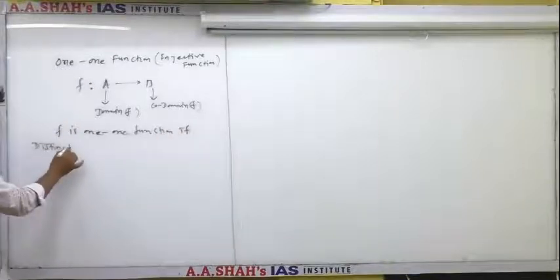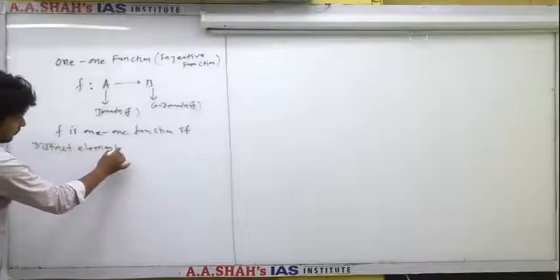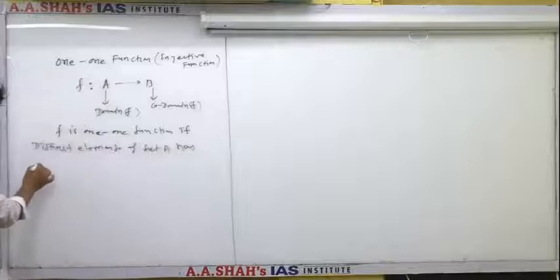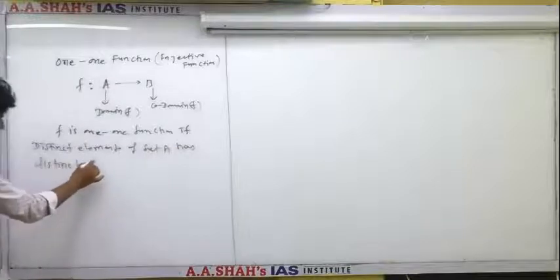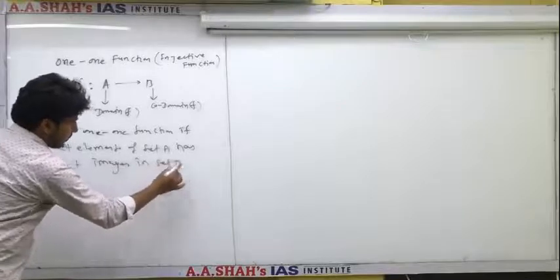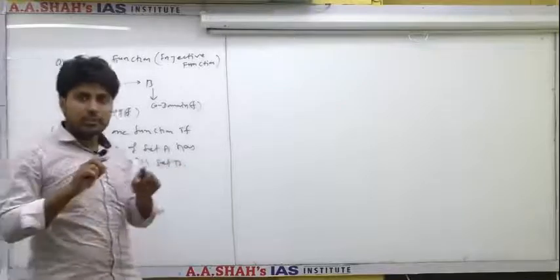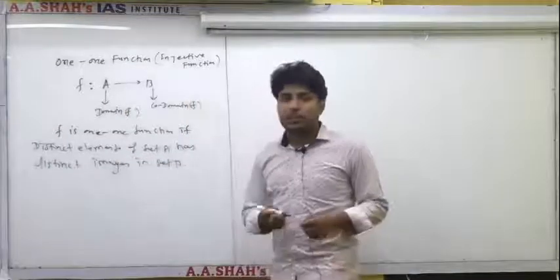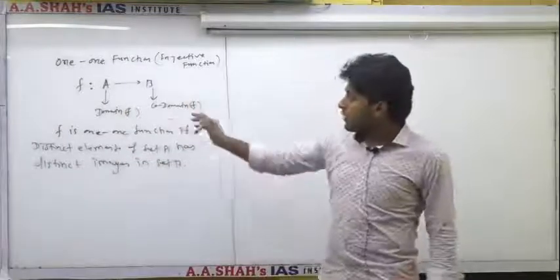distinct elements of set A have distinct images in set B. Means if distinct elements of set A have distinct images in set B, then we will call that f is one-one function.